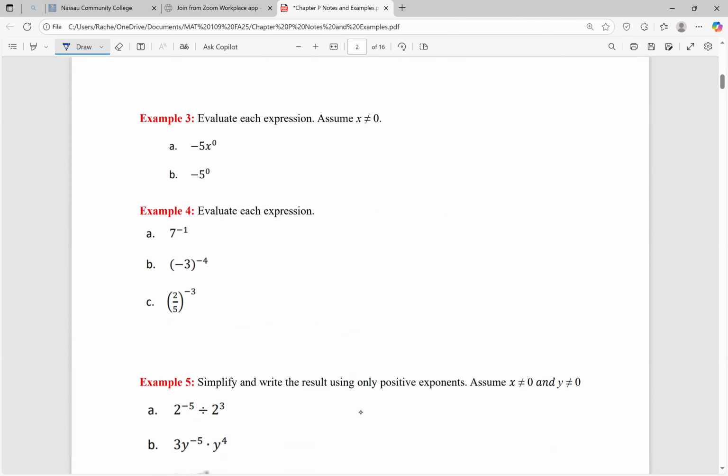So for example, I have -5 times x to the 0. Now just be careful. The only part of this expression that's being raised to the 0 is the x, not the -5. So this is really equivalent to -5 times whatever x to the 0 is, and x to the 0 is 1. So -5 times 1 is -5.